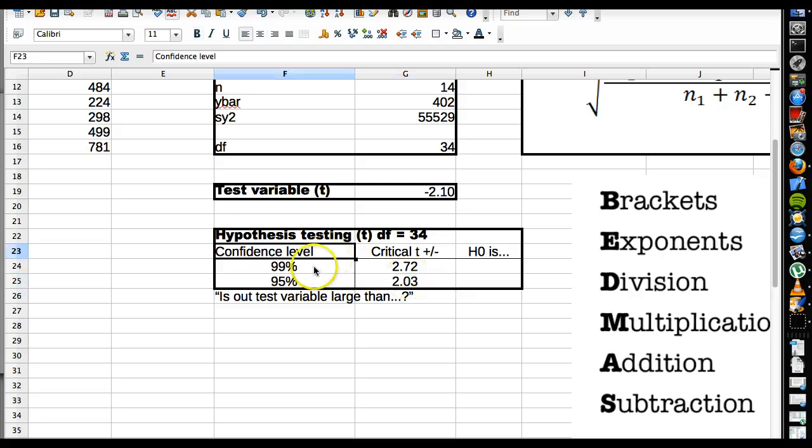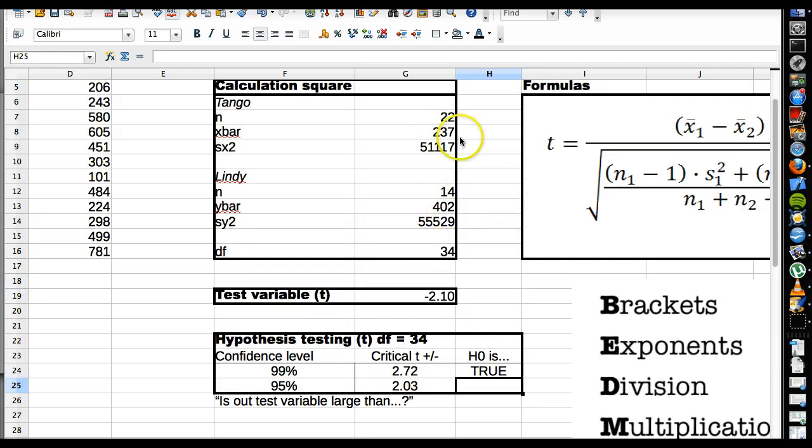Well, for a 99% confidence level, right here, we get a critical t-value of 2.72. We ask ourselves, is our test variable larger in absolute terms than this critical value? No, it is not. So I'm going to have to accept the null hypothesis saying that there is no difference. So even though we seem to have a pretty huge difference in the number of Facebook friends that they have, we cannot say that there is a true difference because there's so much uncertainty that we have to take into account. So we're going to need a very, very huge difference indeed for us to be able to say that there actually is a difference in how many friends Tango and Lindy Hoppers have on Facebook.